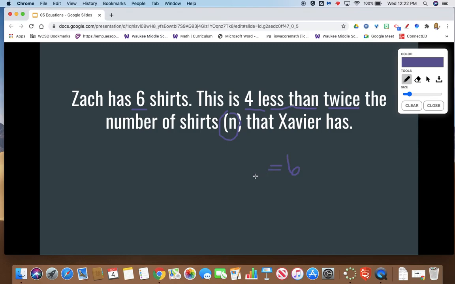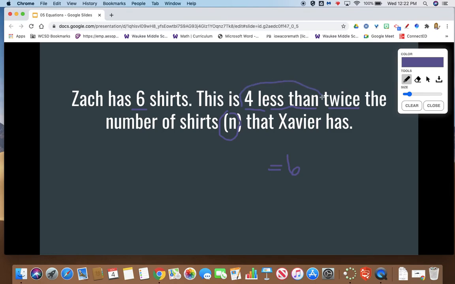Can you come up with an expression on the other side that matches this second sentence, 4 less than twice the number of shirts that Xavier has? Go ahead and pause if you'd like to try that now. Press play when you're ready to hear the answer.